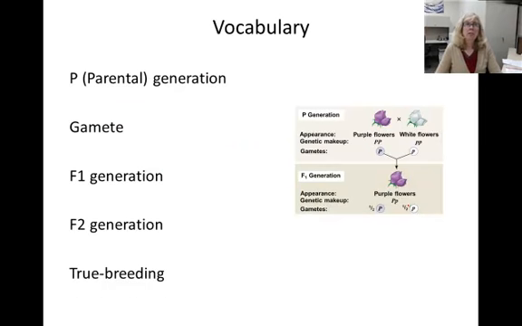Now, use your book's glossary to define these words. You'll notice that the definitions do not require an understanding of DNA or transcription because they were defined during Mendel's time.